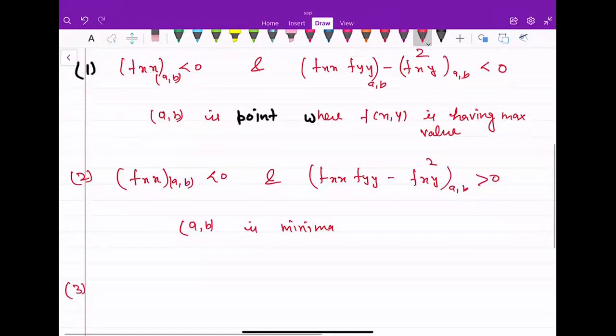Third is, if fxx is greater than 0, or we will not check the sign of fxx. It could be positive or negative, anything. We will check fxx.